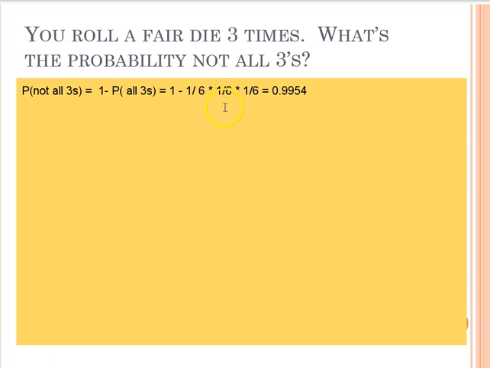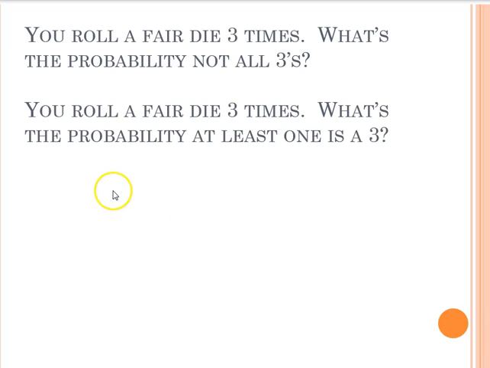It's much easier to calculate the probability of getting all 3s. It's just 1/6 times 1/6 times 1/6. Again, this is just the probability that you get a 3, and you get a 3 on the second roll, and you get a 3 on the third roll. And we could subtract this from 1, and our answer will be 0.9954.